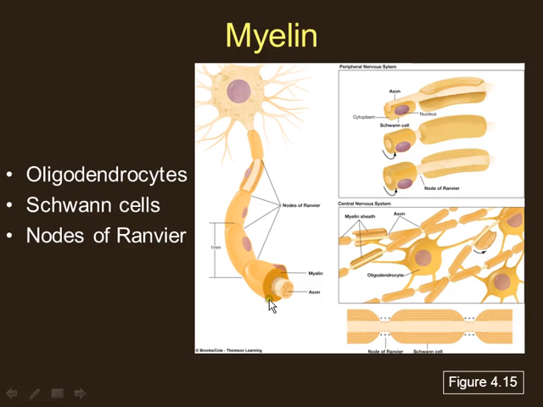Okay, what makes myelin? Oligodendrocytes. Where do oligodendrocytes make myelin? Peripheral or central nervous system? Central. Where do Schwann cells make myelin? Peripheral. Here's an interesting fun fact.